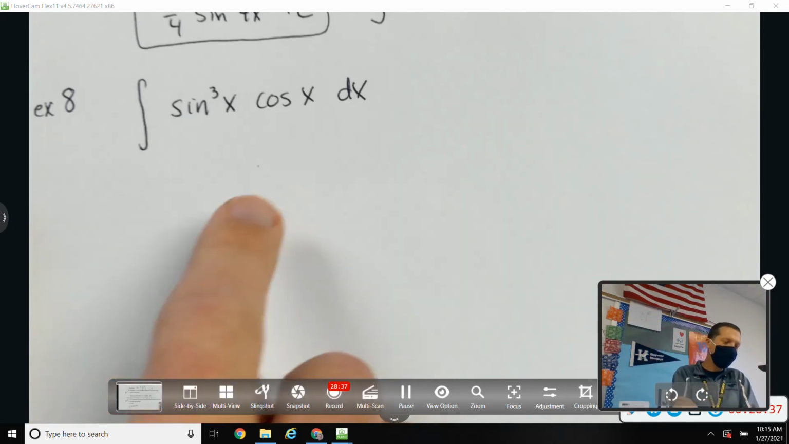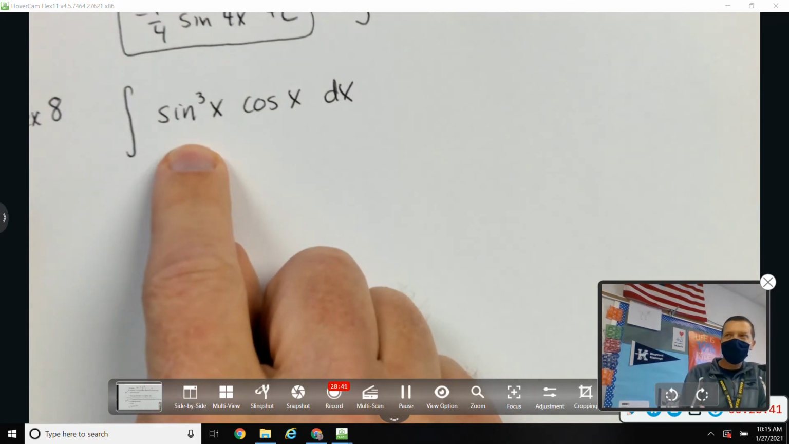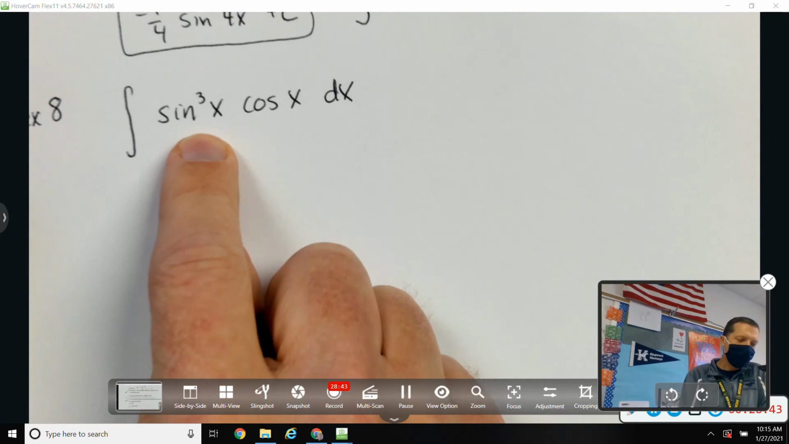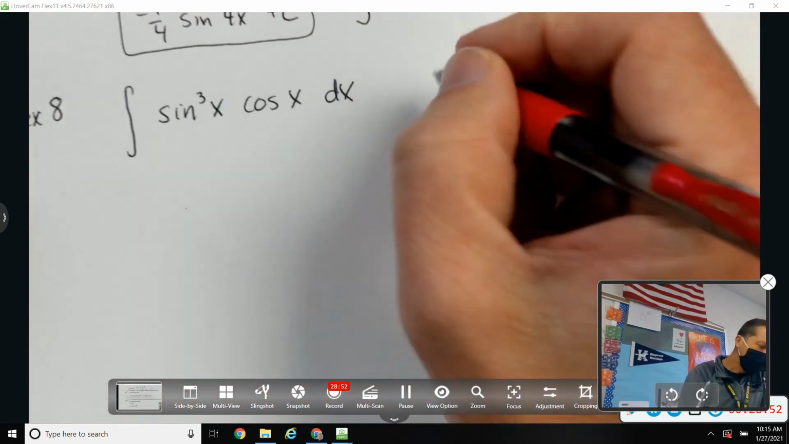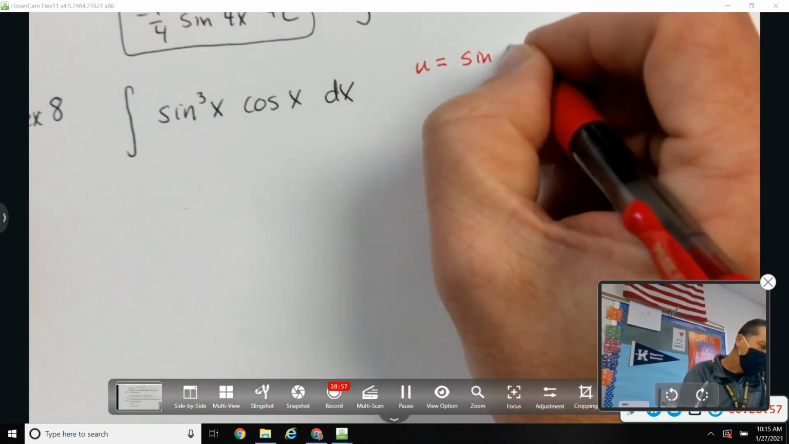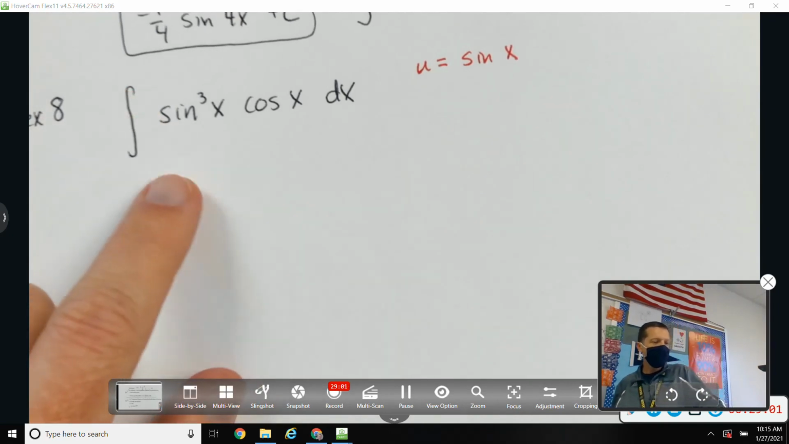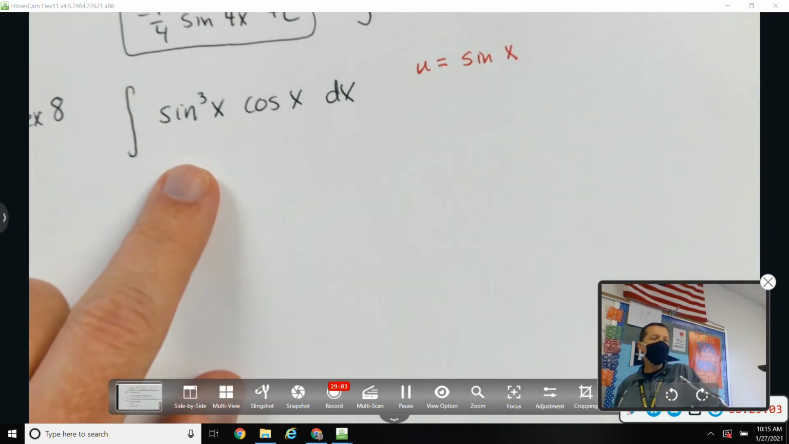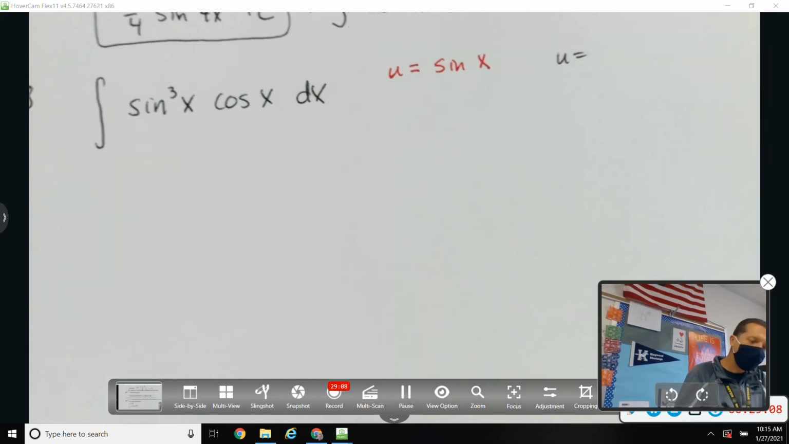If you let u be cosine of x, then du is sine of x. So that's pretty good, except that we have sine cubed, and we don't want to have our du cubed. That would not be a good situation. So instead of letting u be cosine of x, let's let u be sine of x. Is sine of x not sine cubed of x? Correct. I'll write it down and show you what happens.